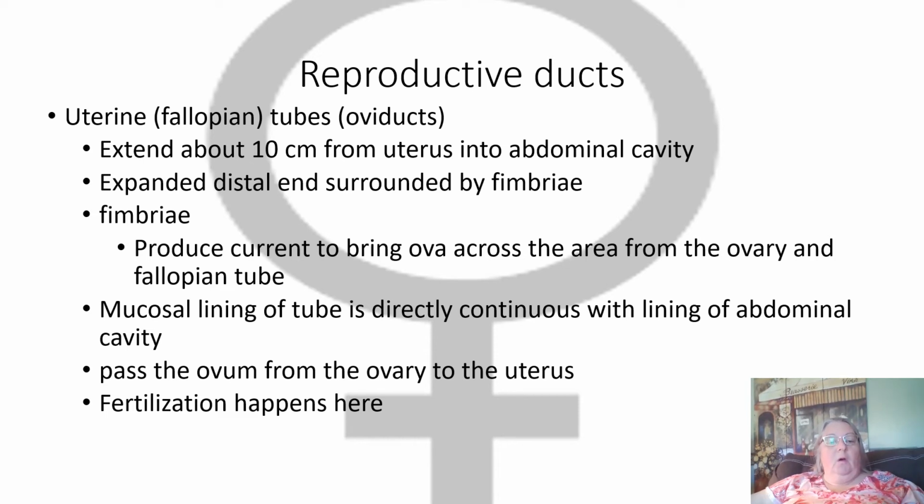So the fallopian tube does not attach to the ovary. So there's a little space in between there. The fallopian tubes have a mucosal lining that is continuous with the abdominal cavity. Its purpose is it passes the ovum from the ovary to the uterus, and this is where fertilization happens.